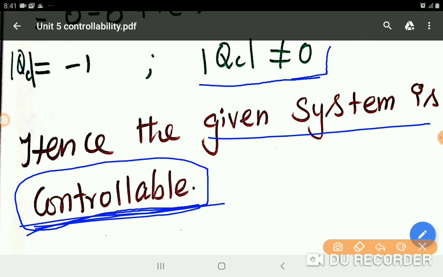So you practice with these two problems, then we'll look at observability in the next video. These are two important topics in the 5th unit, controllability and observability. We completed the controllability topic in 3 videos.